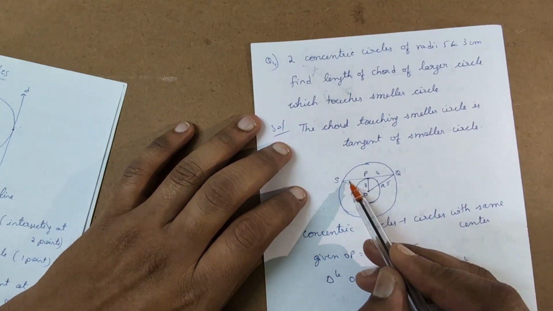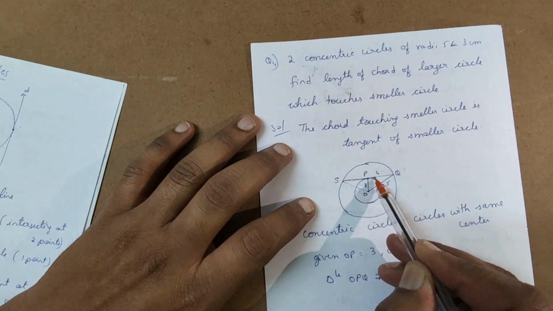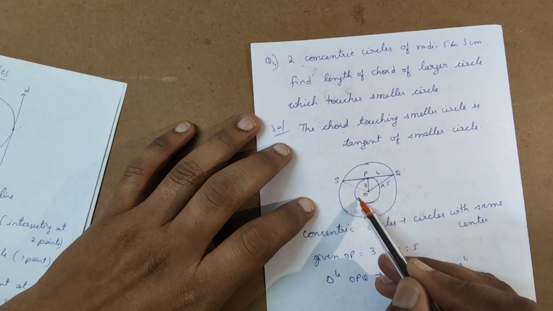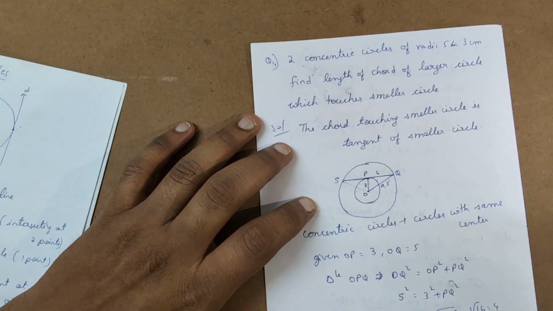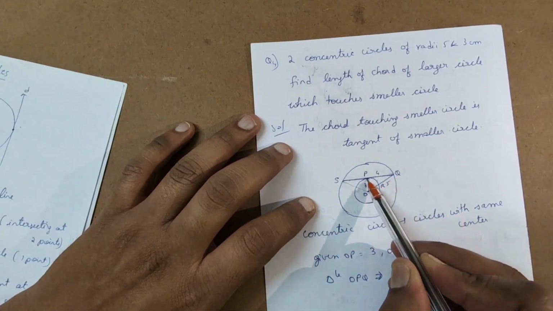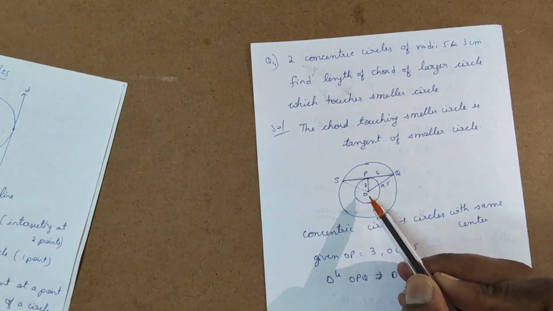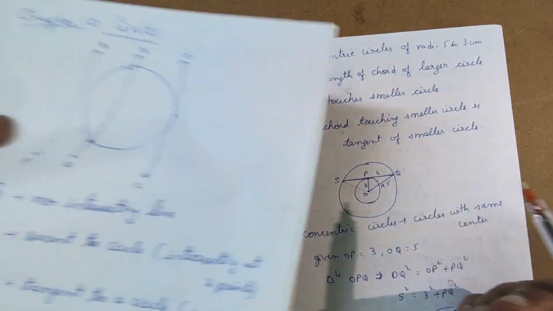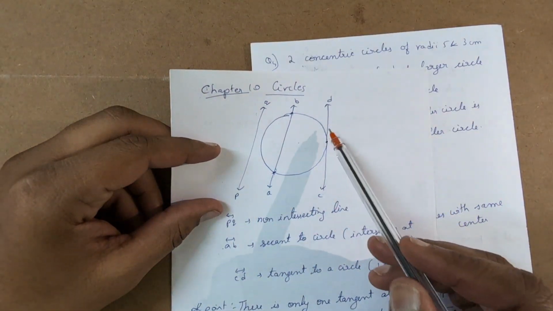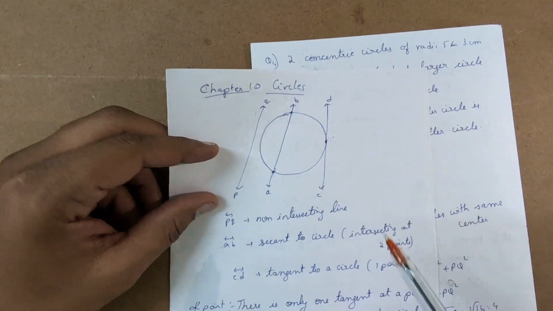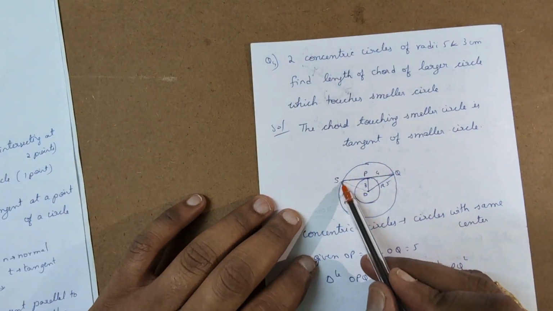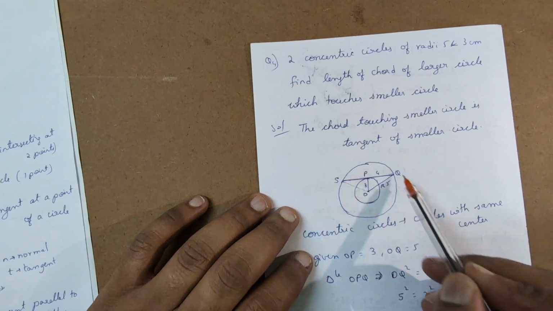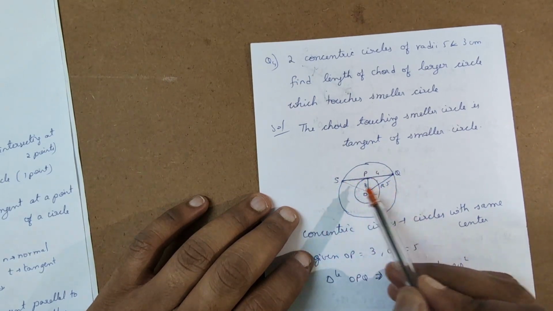circle. If I consider this line, SQ, this is a chord of the larger circle and it is touching this inner circle. So you can simply conclude that this line is a tangent to this circle, because if a line is touching a circle, then it is a tangent. If a line intersects at two points, then it is a secant, or we can also say it is a chord of the circle, from this point to this point.